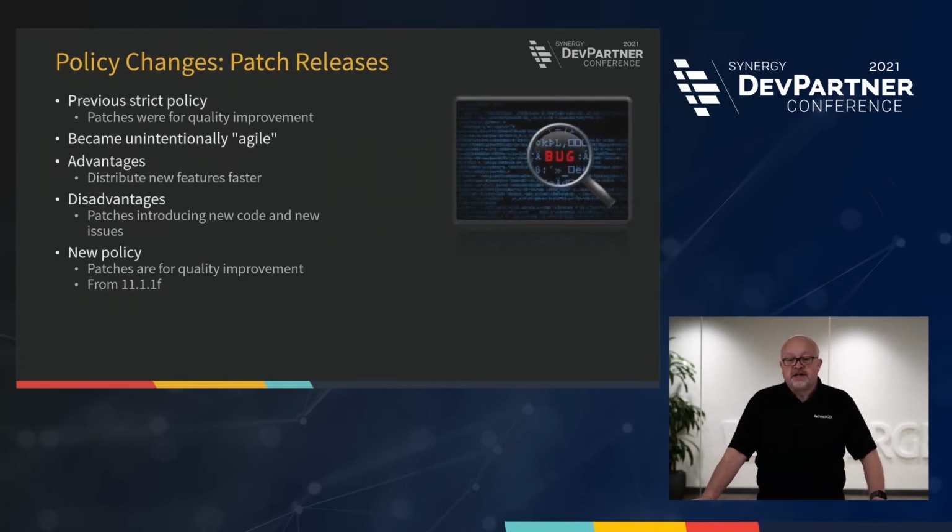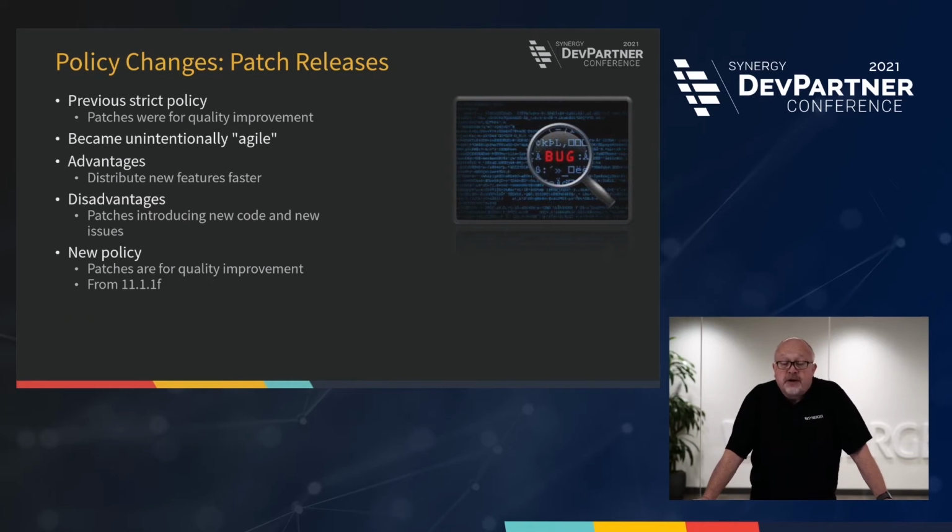Let's talk about some policy changes now. So that's pretty much everything that's happened in the product in the last period since the last conference. We've also had some policy changes specifically to do with patches. As you saw on my first slide, we've had 11.1.1a and B and C and D and E and so on with those patch letters. In the past, we had a strict policy about what we were and were not allowed to do in what we called patch releases.